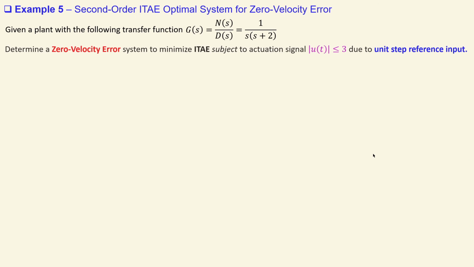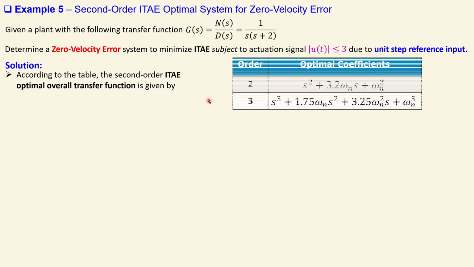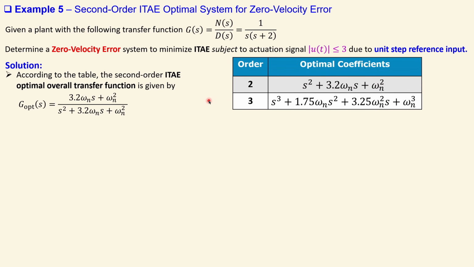Now, let's also look at example number 5, considering the exact same transfer function, but with a zero velocity error constraint using the minimization of this ITAE criterion or index, subject to again the same actuating signal and also the input reference signal. So the solutions. According to the table, we use of course a different table because it is zero velocity error. We have this, and in the numerator you will place actually this one without this s squared.